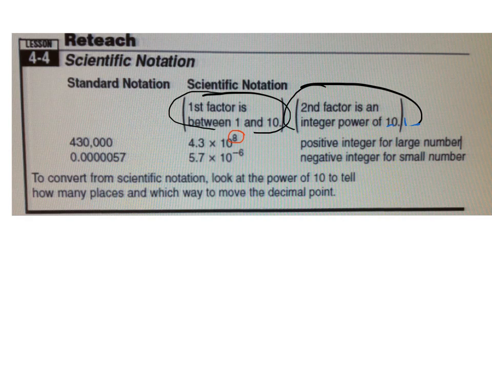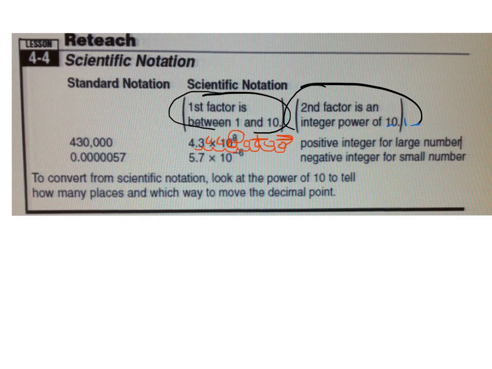We have a positive exponent. Positives are to the right. A positive exponent is going to make your number bigger. Okay, so we're going to move to the right. We need to make the number bigger. So we would move to the right 8 places. 1, 2, 3, 4, 5, 6, 7, 8. And then you're going to have to add your zeros into those spaces.